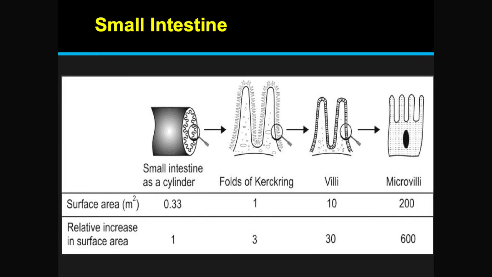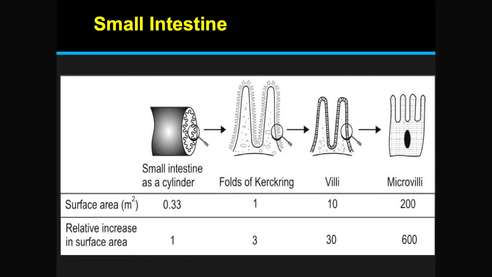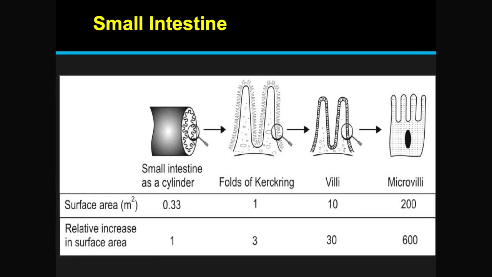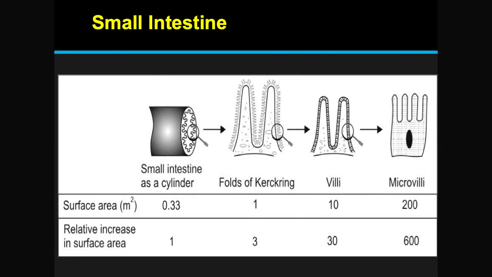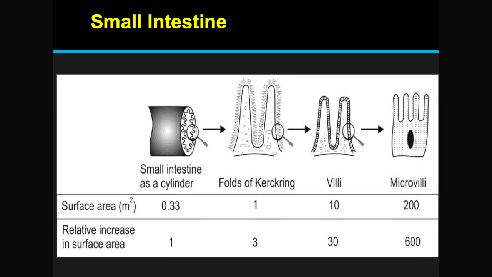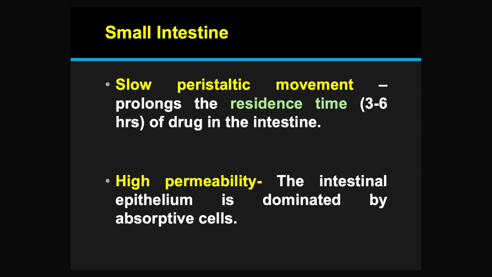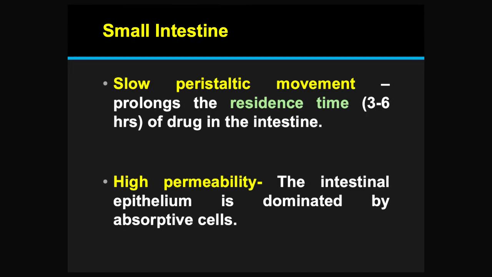This geometric strategy acts like a molecular net, ensuring that every drug particle has the highest statistical probability of colliding with an absorptive surface. Can you see how this hierarchical scaling overcomes the physical limitations of the organ's 285 centimeter length? Shift your focus to the kinetic advantage of slow peristaltic movement, which dictates a residence time between 3 and 6 hours within this absorptive powerhouse.